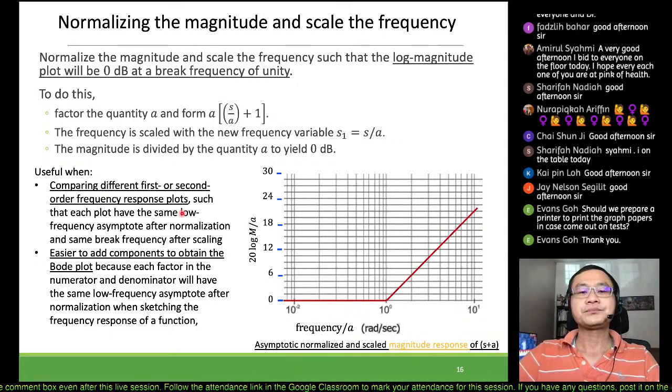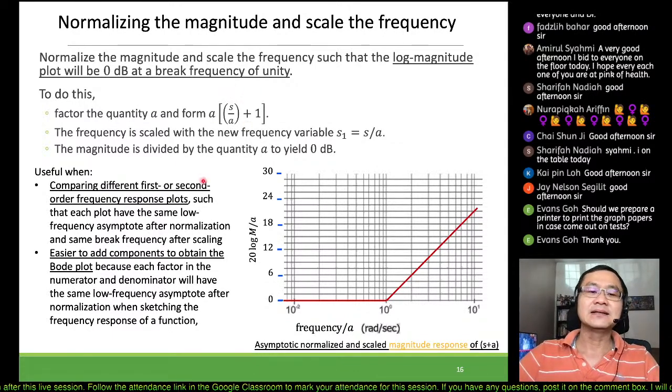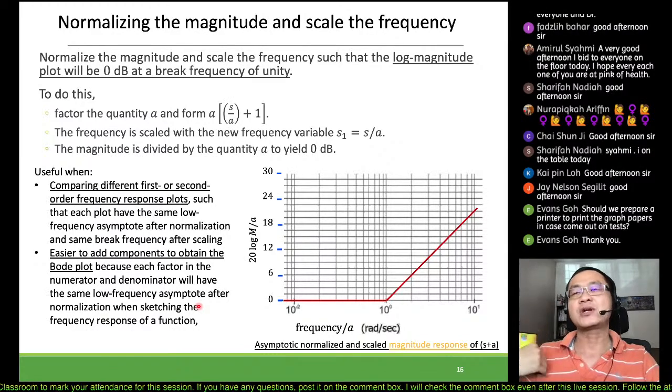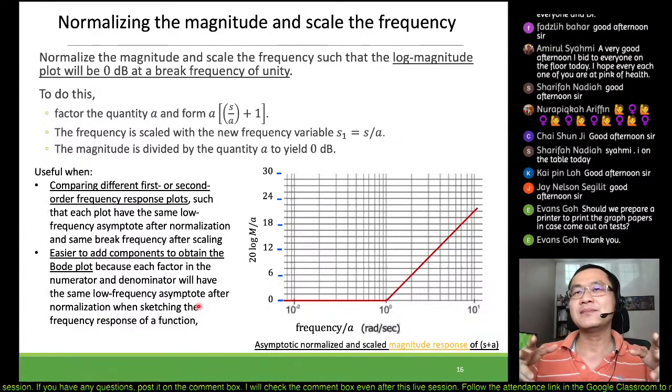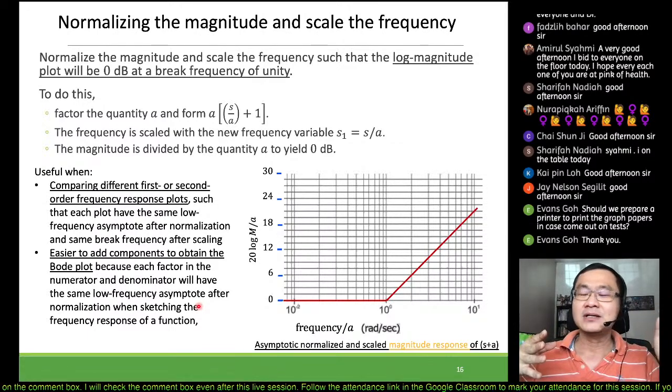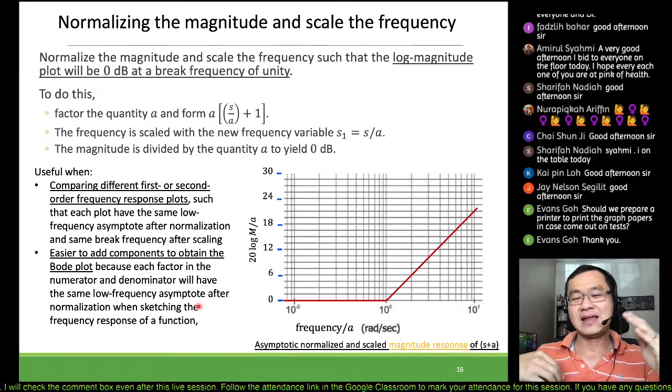And also when we normalize it, it becomes easier for us to add them up or subtract them easily. This is the main purpose of plotting it this way. And remember, in log we just add and subtract, right?